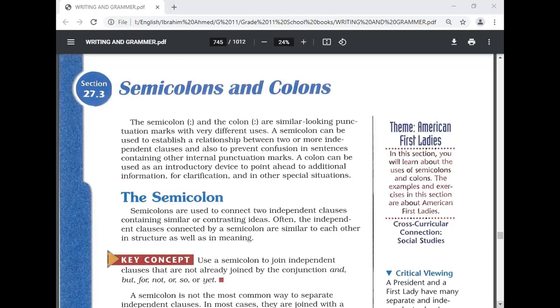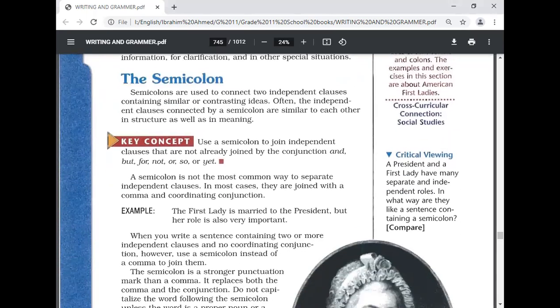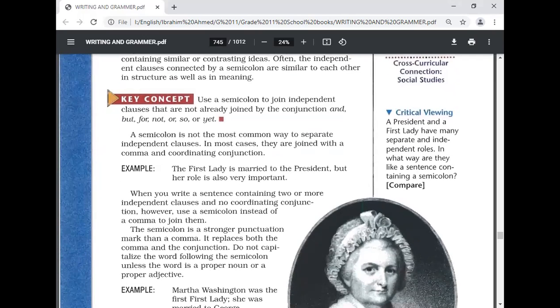First, the semicolon. Semicolons are used to connect two independent clauses containing similar or contrasting ideas. Often, the independent clauses connected by a semicolon are similar to each other in structure as well as in meaning. Use a semicolon to join independent clauses that are not already joined by the conjunctions and, but, for, nor, or, so, or yet. In other words, as you know, a semicolon replaces any of these conjunctions plus the comma.